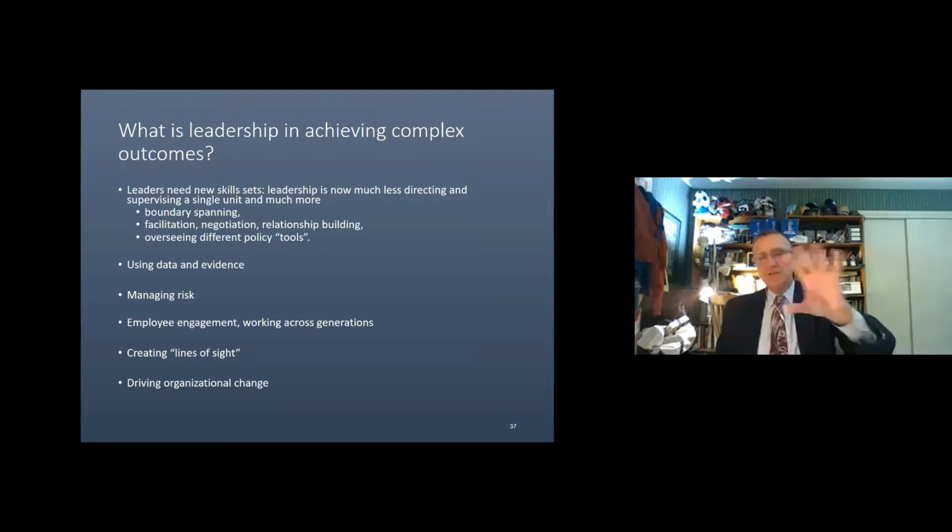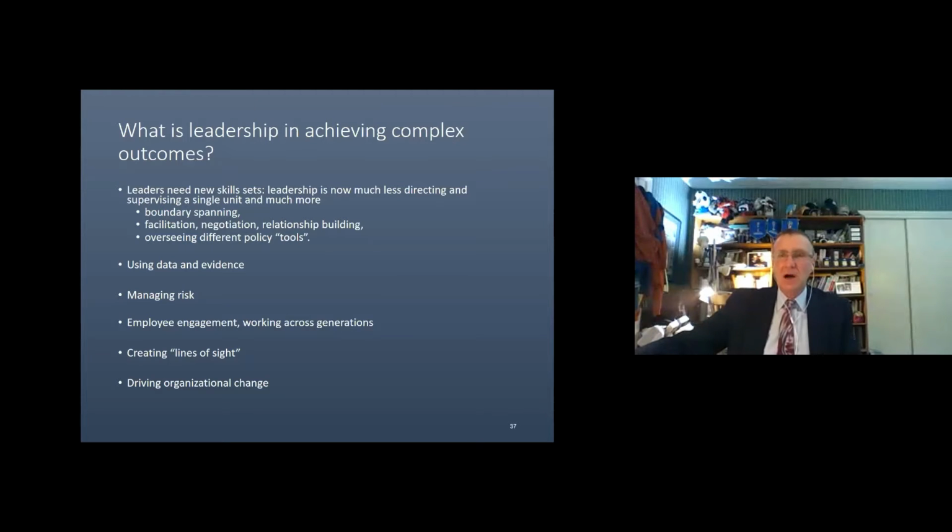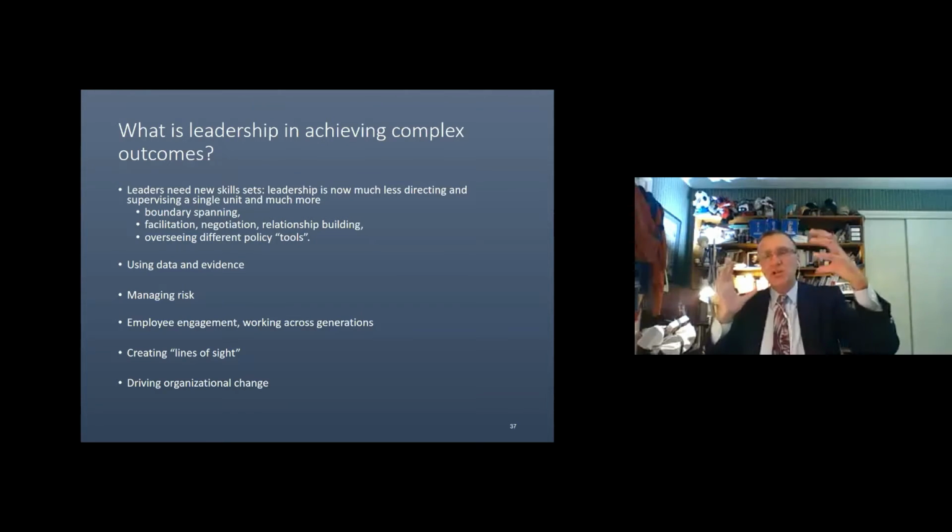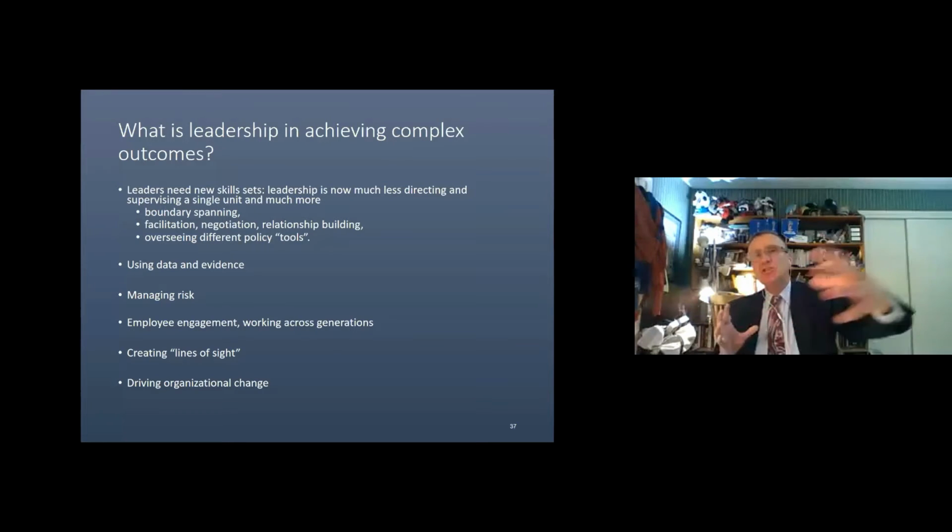So a first set of skills that leaders need today are these soft people skills: boundary spanning, facilitation, negotiation. A second, not surprising from everything that we've been talking about this evening, is using data and evidence to pinpoint improvement opportunities, put in place learning agendas, and effect change. Third is managing risk, and not just the risk of an individual program, but that systemic risk that I was talking about earlier. That is having a vision that understands risk across an entire delivery chain and where the risk is in each link in that chain.